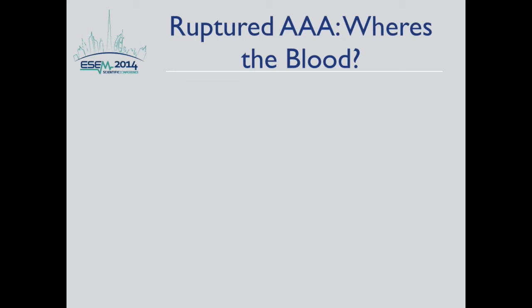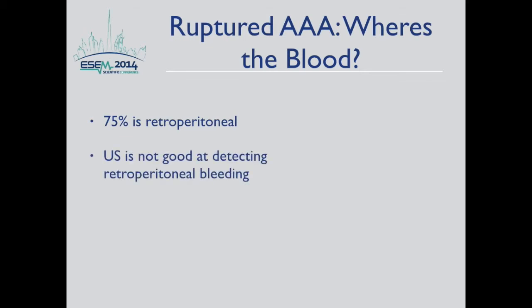Where does the blood go if the abdominal aortic aneurysm ruptures? A ruptured abdominal aortic aneurysm most commonly occurs into the retroperitoneal space, and that may tamponade before the patient becomes unstable. Unfortunately, ultrasound does not reliably identify a retroperitoneal bleed.